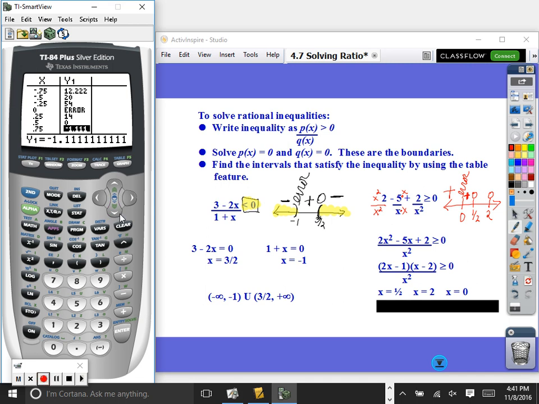Between 1/2 and 2, those are all negative values. At 2, I do get my 0 because that came from a numerator. And beyond 2, I'm getting positive numbers. This time I'm asking for where is the function greater than or equal to 0. Greater than 0 would be positives. Equal would be where it exactly hits 0.